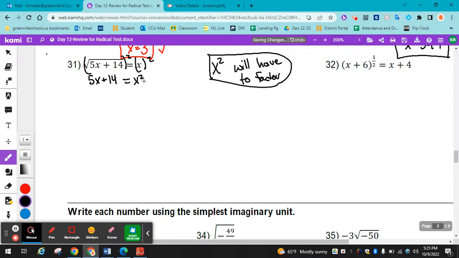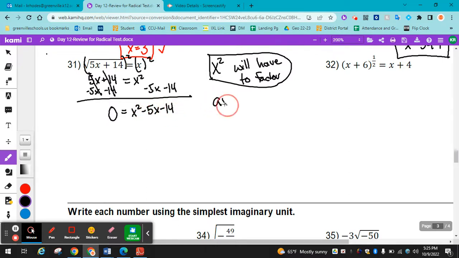Always try to keep x squared positive. Do not take it to the other side because then we haven't even learned that yet. So don't take it to the other side. Keep x squared positive. So I'm going to subtract over my 5x, subtract over my 14. And you want to write it in standard form. And standard form is highest exponent to lowest exponent. So when you're writing these three terms, you're going to put x squared first because that's my highest exponent, and then minus 5x, and then minus 14.